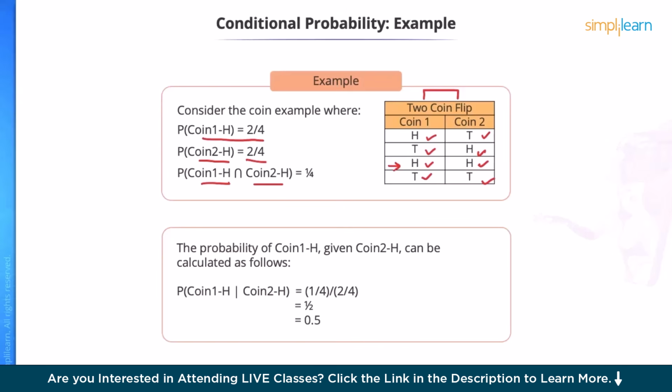Hence, the probability that coin 1 will get heads given that coin 2 is already heads can be computed as the probability of coin 1 heads intersection coin 2 heads, that is 1 by 4, divided by the probability of coin 2 heads, that is given as 2 by 4, which is going to be 0.5 or 50%.